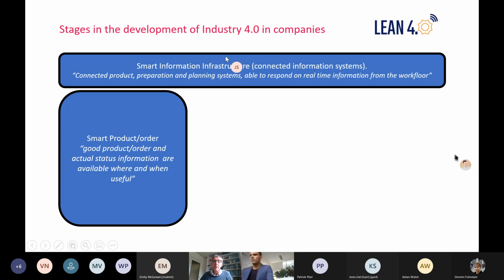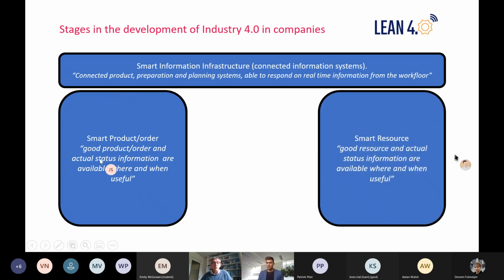These are information systems like ERP systems, like product data systems, etc. But of course, you want to know also, if you have all the information, what is the situation at the work floor? So smart product, order information. So we need to know, where is my product at this moment in the factory, and how far is the product going on at the moment? So you need to have good product order and actual status information, and they should be available where and when useful.